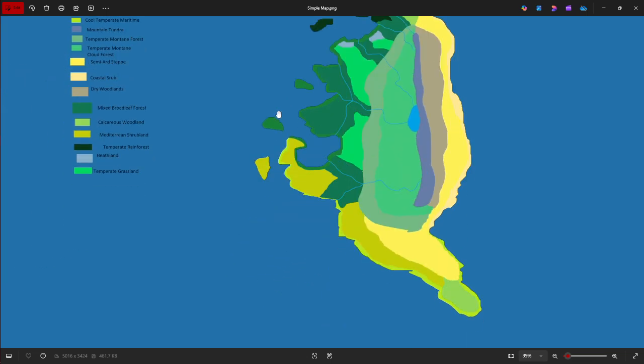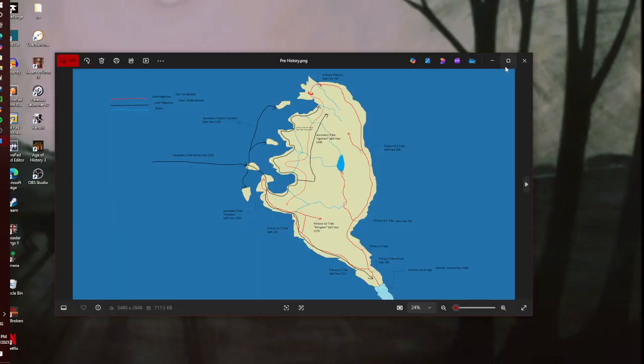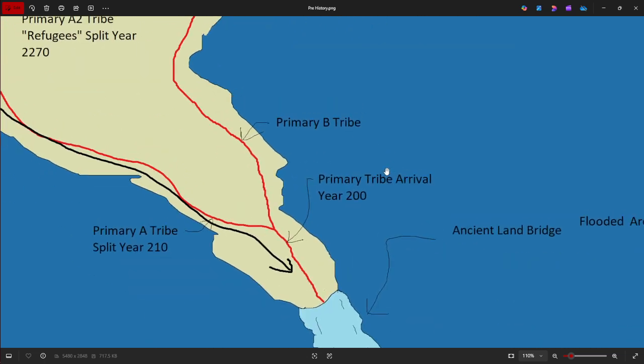Yeah, so that's a pretty quick summary of my island. I could go more in depth about the forces which influence it, but I cannot be bothered. Now, I shall show you the prehistory of this island. So, look at this beautiful, beautiful island.